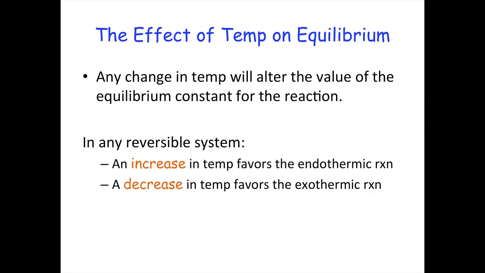Right, so there are a few things that affect the equilibrium. We already looked at concentration. Now we're going to be looking at temperature, and then we're going to be looking at pressure. So we're looking at the effect of temperature on equilibrium. So it goes like this. Any change in temperature will alter the value of the equilibrium constant for the reaction. So temperature does two things. One, it actually changes the value of the equilibrium constant. Concentration doesn't do that. But temperature will actually change the value of the equilibrium constant.